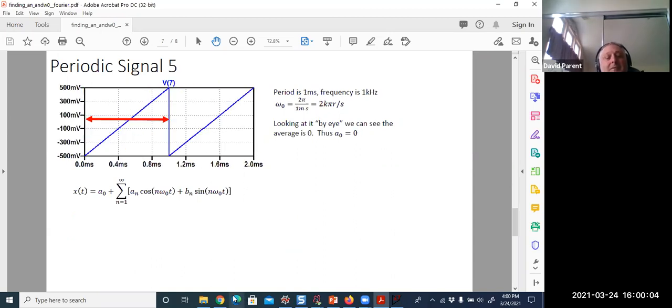Anyway, I don't want to confuse you just yet. Confuse you later. So here we have a triangle wave, and the period, I believe, is 1 millisecond. Again, it's going from minus 500 millivolts to 500 millivolts. I've drawn a line here. Here's a triangle of area that's positive, and here's a triangle of area that's negative. Well, they're going to cancel out, so A naught should be 0, which I must be right because I said that before.